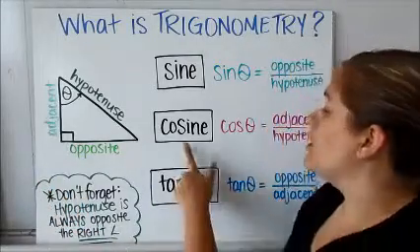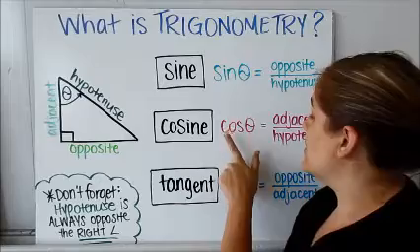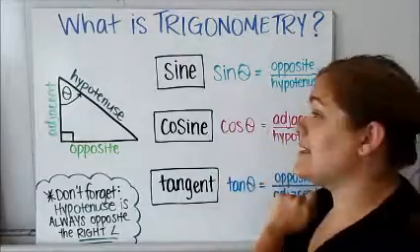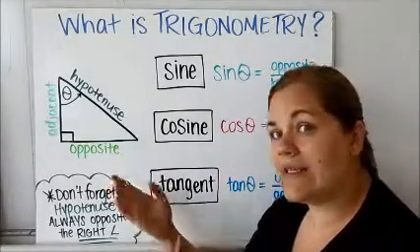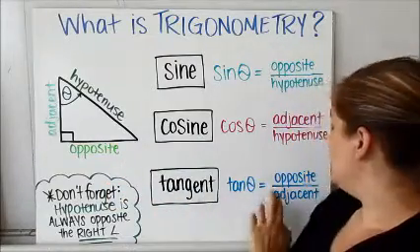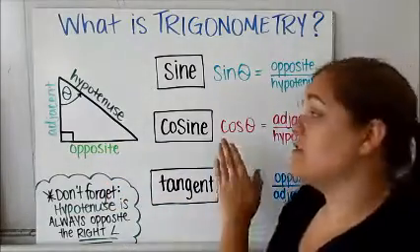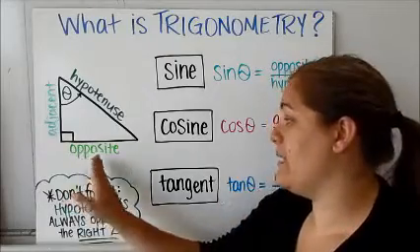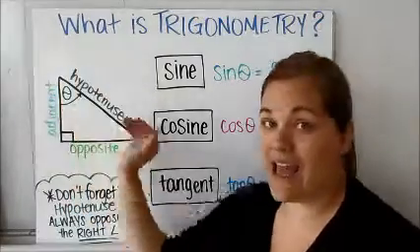Cosine, C-O-S. The cosine of theta is adjacent over hypotenuse. So in this case, we wouldn't have anything here. And then tangent is opposite over adjacent. So we would use tangent if we had something here and here, but not for the hypotenuse.